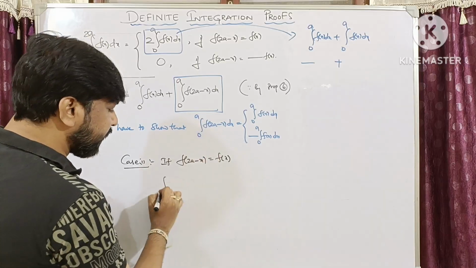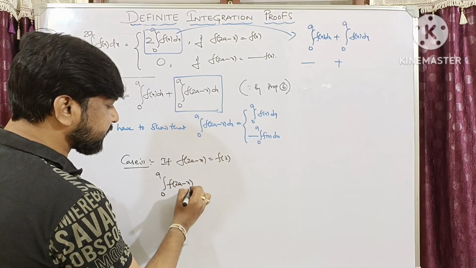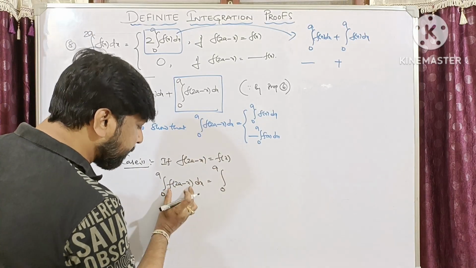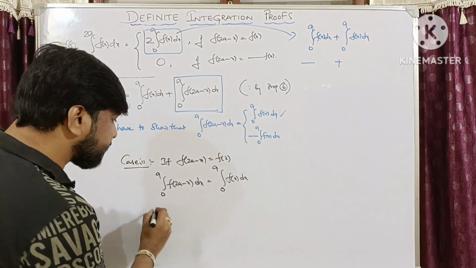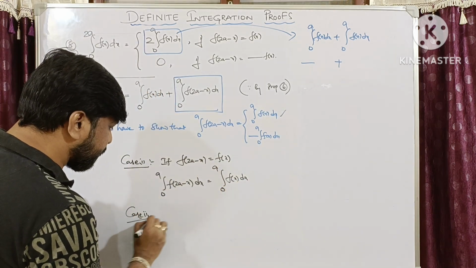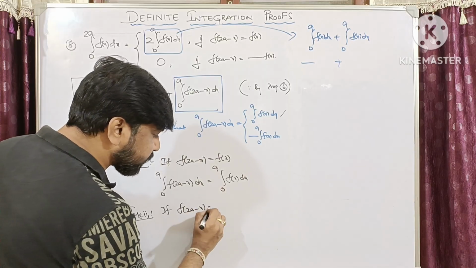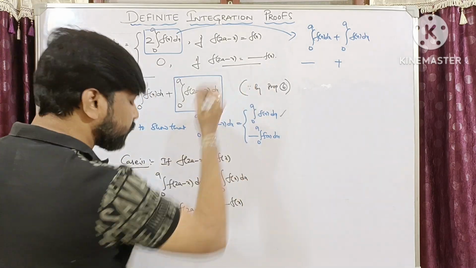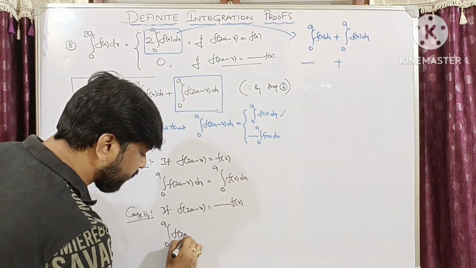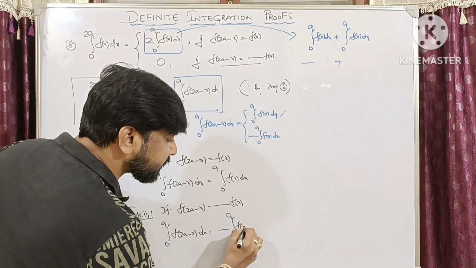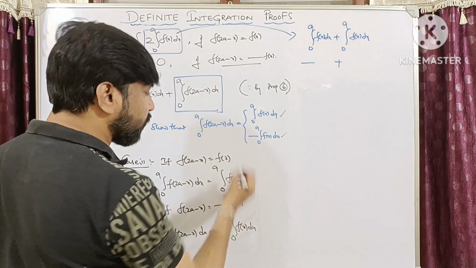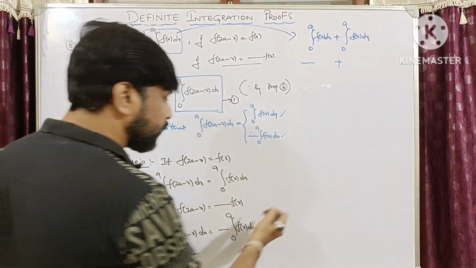So what can I write? This integral 0 to a f of 2a minus x dx can be written as integral 0 to a, in place of f of 2a minus x, you consider f of x. You are getting the first one. Next, case 2. If f of 2a minus x is equal to minus f of x, so what can I write? Integral 0 to a f of 2a minus x dx can be written as minus integral 0 to a f of x dx. Second proof is also obtained. So if you substitute in equation number 1, you will get the answer.